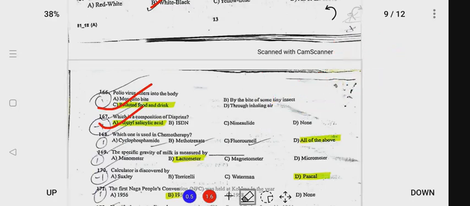Next, which one of the following is used for chemotherapy? Chemotherapy is mainly for cancer. So cyclophosphamide, methotrexate, and fluorouracil. So it is all of the above.